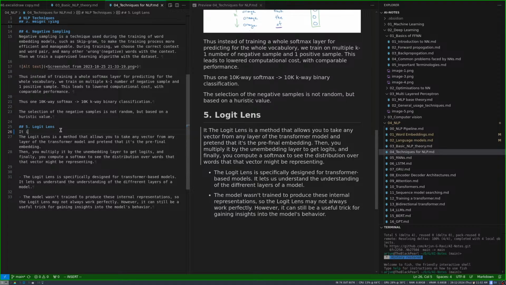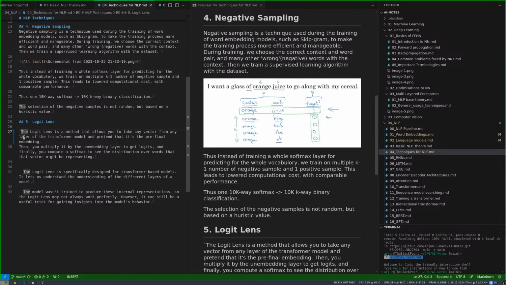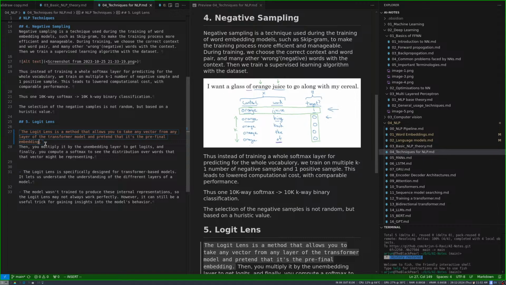It is a technique, a method I used to take it like, okay, I mean it doesn't say why you have to use it, right? It lets us understand the level of understanding of the model.